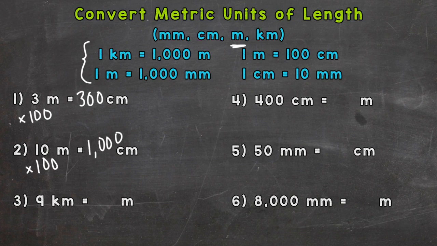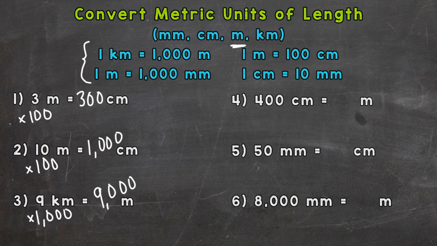Number 3, 9 kilometers equals how many meters? Well, in 1 kilometer, there's 1,000 meters, and we have 9 of them. So 1,000, 1,000, 1,000, 9 times, or 9 times 1,000. So when we go from kilometers to meters, we multiply by 1,000, and for this one specifically, we get 9,000.